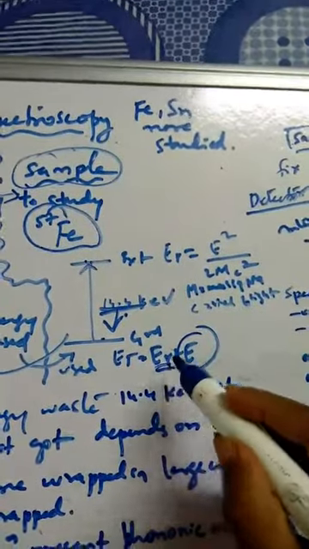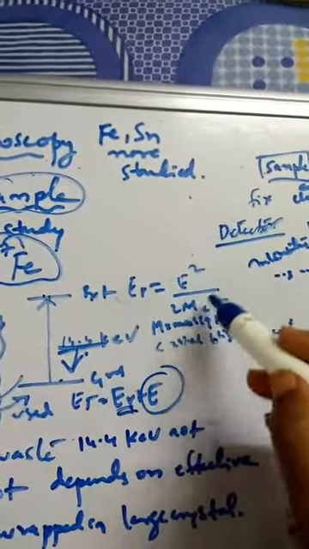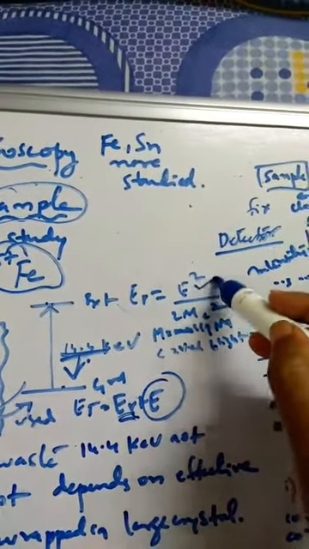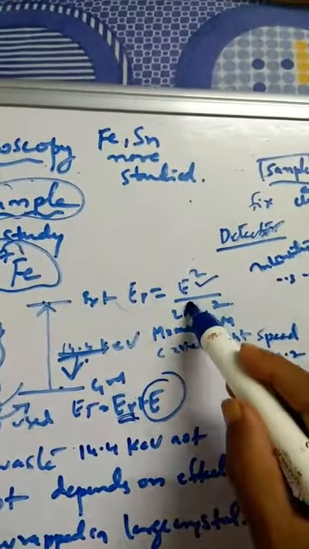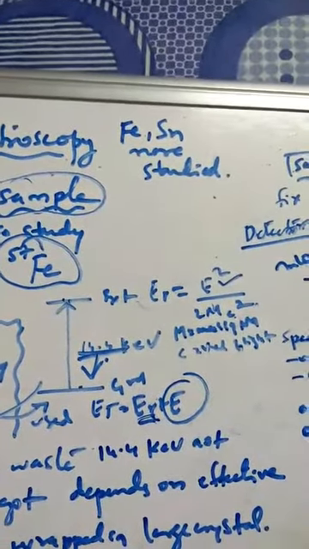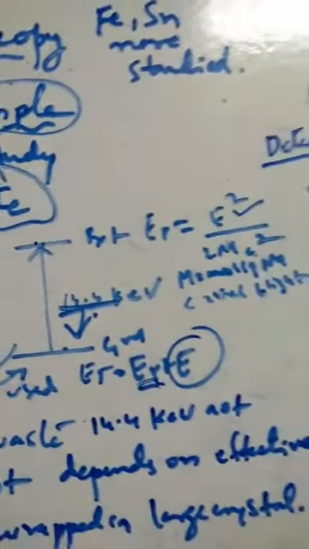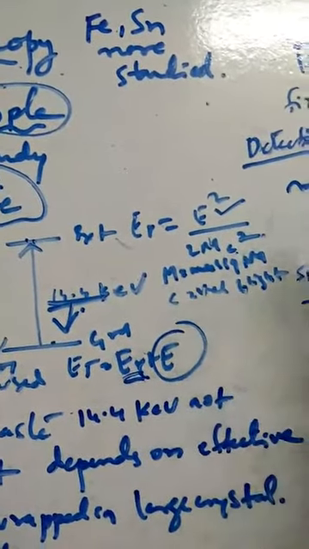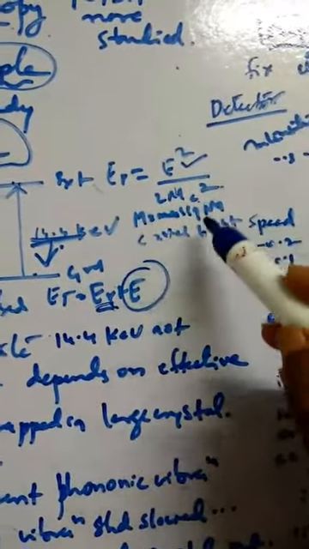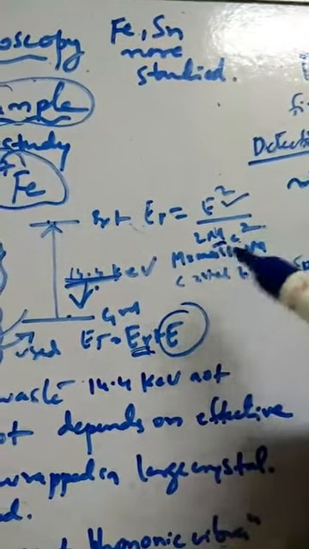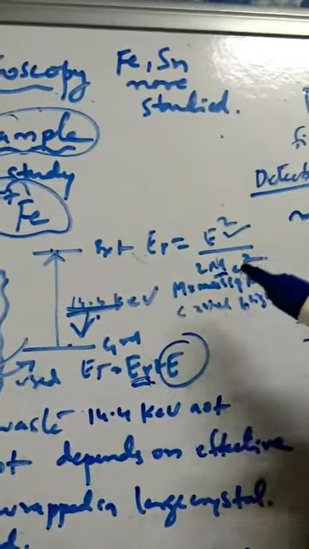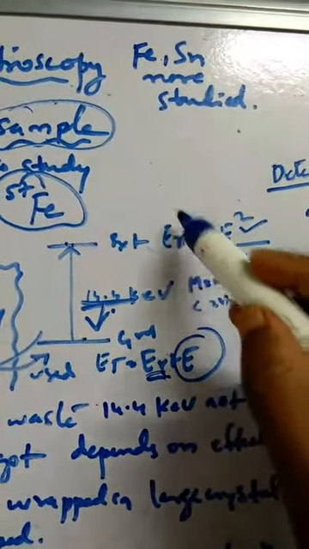What is this recoil energy? Recoil energy is E squared by 2mc squared, where m is the mass of the nucleus, c is the velocity of light, and E is the energy from the ground state to the excited state. From this relation, recoil energy is inversely proportional to the mass. So as we increase the mass, the recoil energy can be minimized, or made nearly zero. So we have to increase the mass.